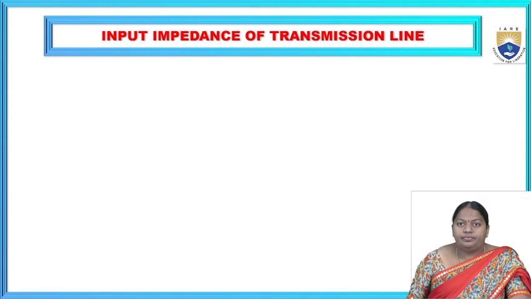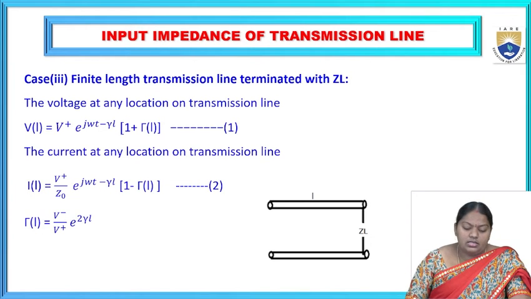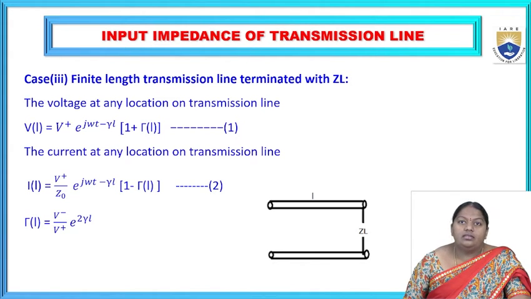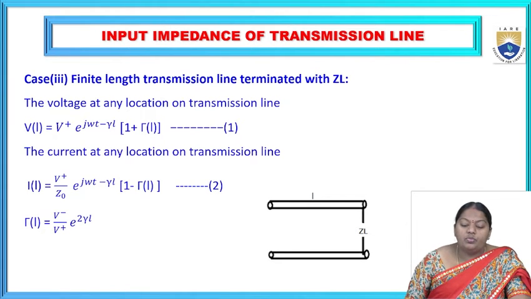Okay, then next case. The third case is a finite length transmission line terminated with ZL. Finite length of the transmission line terminated with ZL is the case we are going to set to be the first condition, an important one in the transmission lines part: the input impedance of a transmission line.